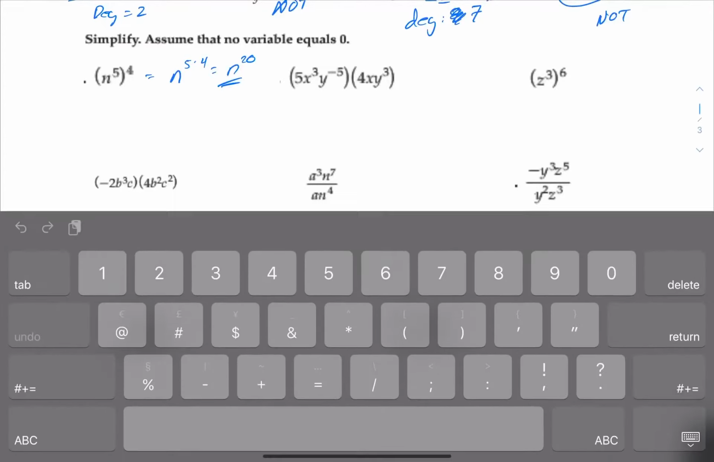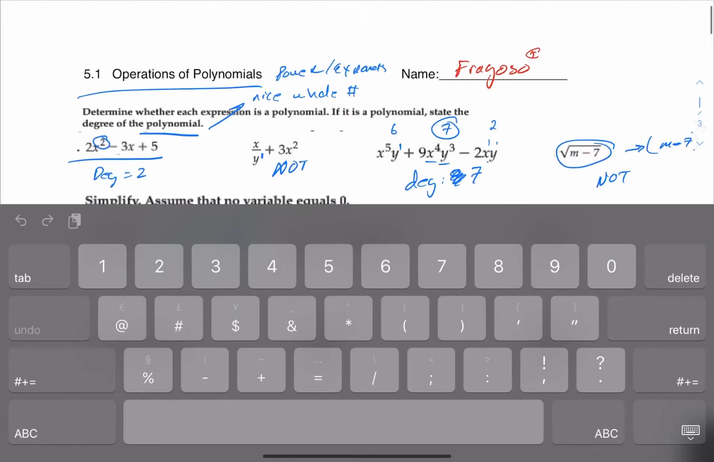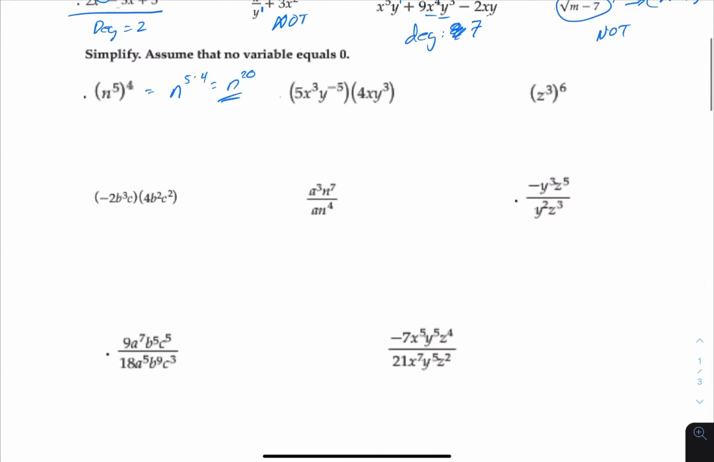Now over here, we're multiplying. So it's not a power to power anymore. It's multiplying straight across. So what you do is you multiply the numbers together. 5 times 4 is 20. And then the variables, you have x cubed times x, and you have y to negative 5 times y cubed. Here you just add them up, so you get x to the 4. And here you add them up, and you get y to negative 2.